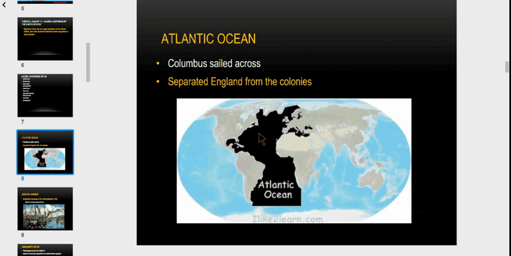The major thing for U.S. history is that the Atlantic Ocean separates the colonies from England. There's a number of reasons why that's important. Probably the biggest being that it's going to allow the colonies to fight for their independence and defeat the superior British military and navy.